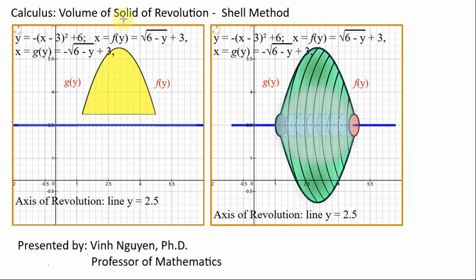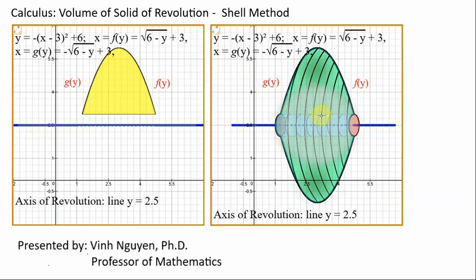This video is on volume of solid revolution using the shell method. Here I have the function y equals negative (x minus 3) squared plus 6, and this is the line y equals 3. I'm going to revolve this region around the line y equals 2.5.